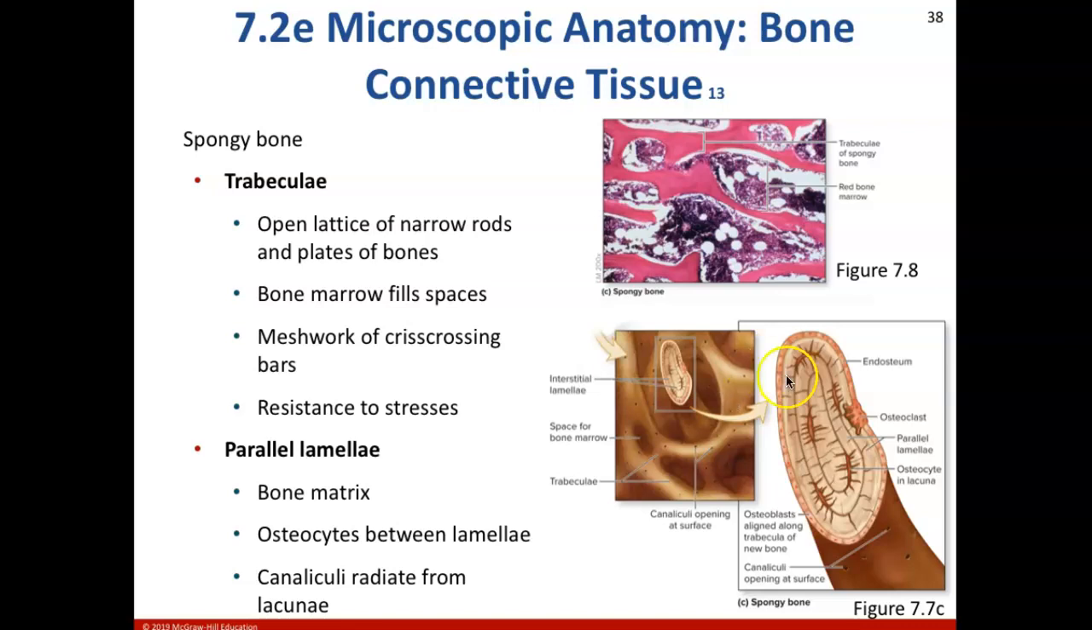You could see that we're still going to have lamellae here within our spongy bone. It is within our bone matrix, and our osteocytes are found between the lamellae, and the canaliculi are radiating out from the lacuna that the osteocytes live within. So similar components here, but notice there is not a central canal, there is not a perforating canal either.